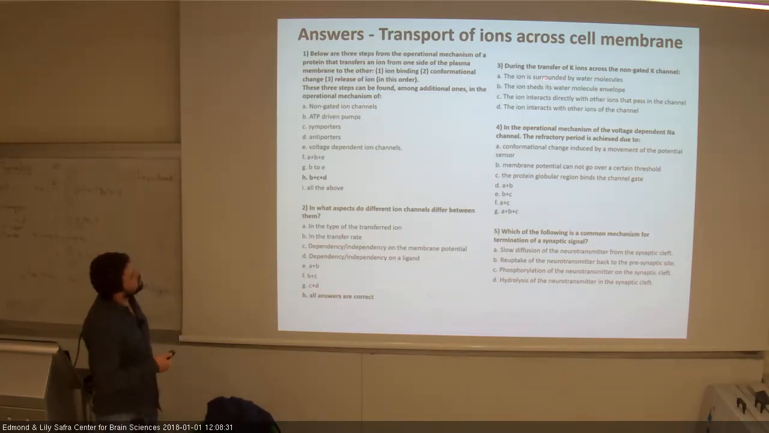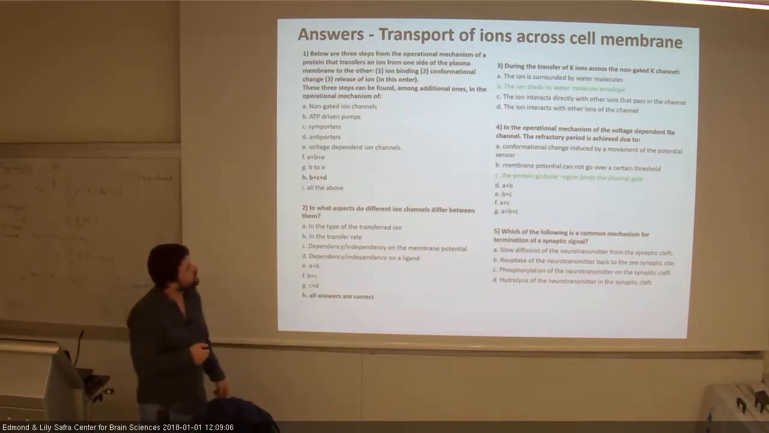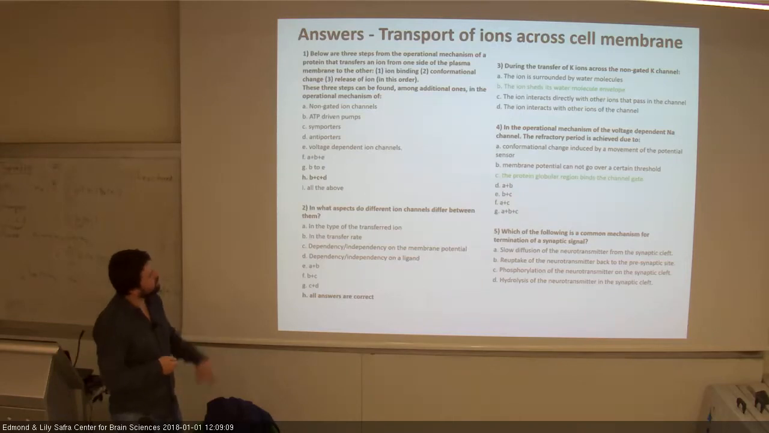During the transfer of a potassium ion across the non-gated potassium channel, or what we call the resting K channel: the ion is surrounded by water molecules? The ion sheds its water molecules? The ion interacts directly with other ions that pass in the channel? The ion interacts with other ions of the channel? We didn't show that it interacts with other ions of the channel. It interacts with oxygens of the channel, not with ions of the channel. So it's B.